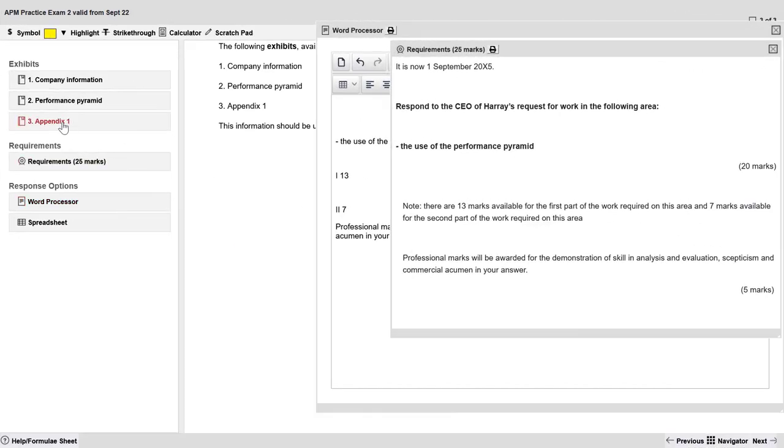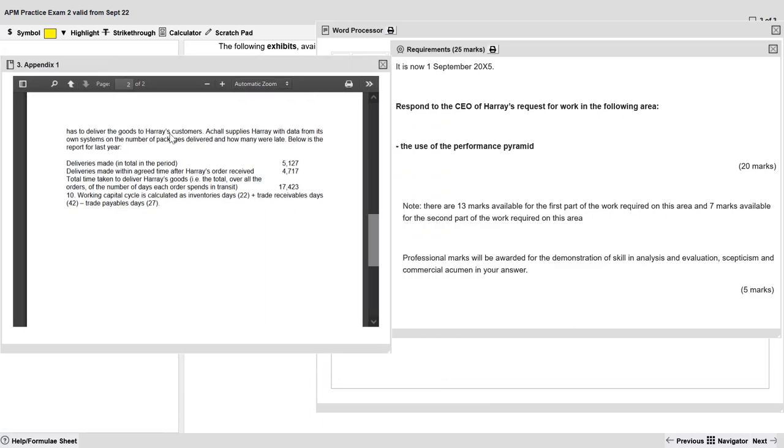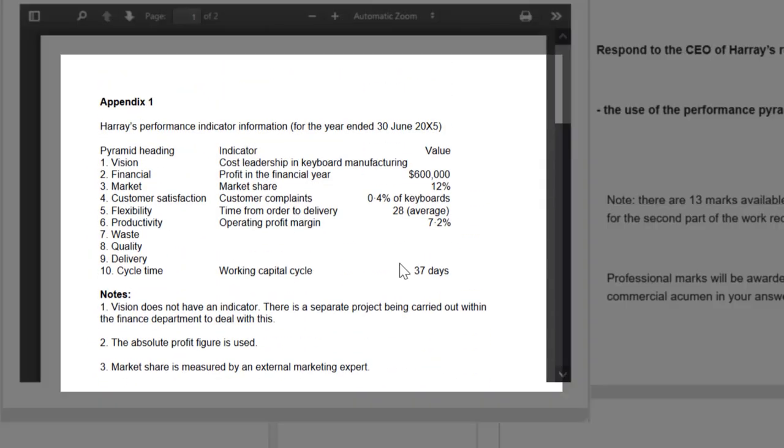Let's now look at the appendix. And here is the data that we will need in our calculations. We're given a performance report that is partially incomplete. We're missing some metrics for the bottom level of the performance pyramid.